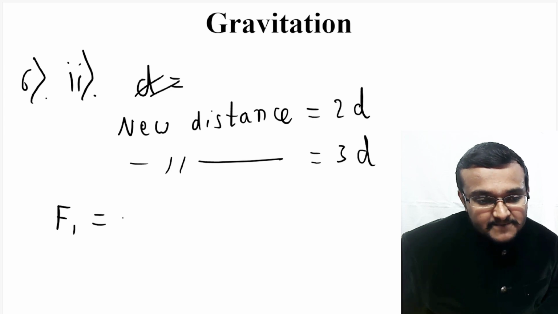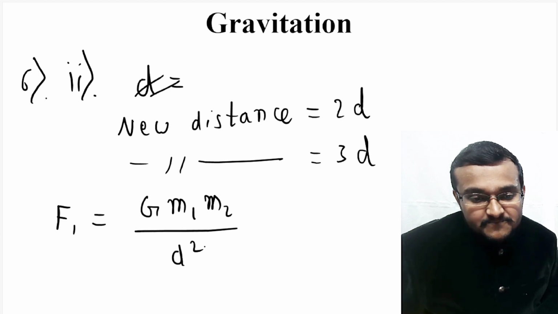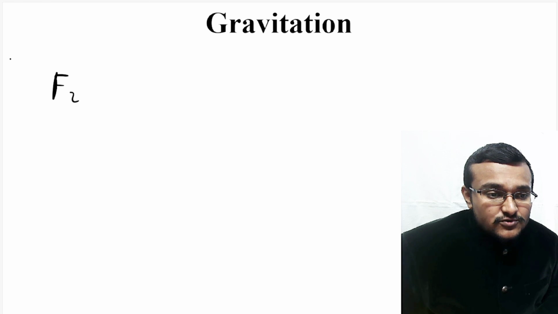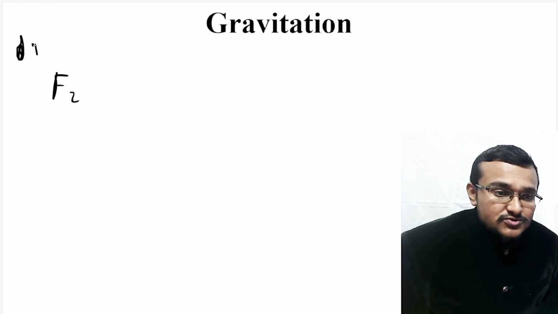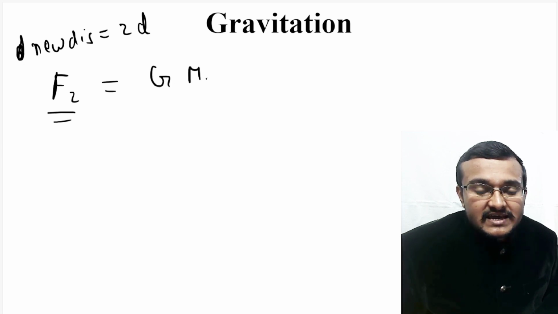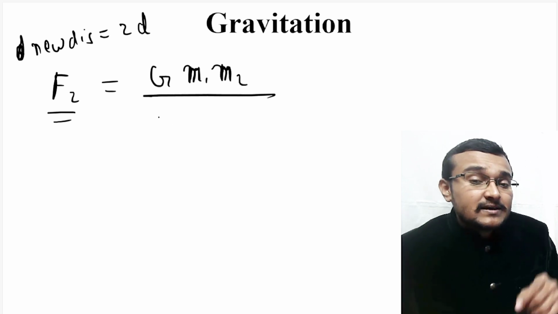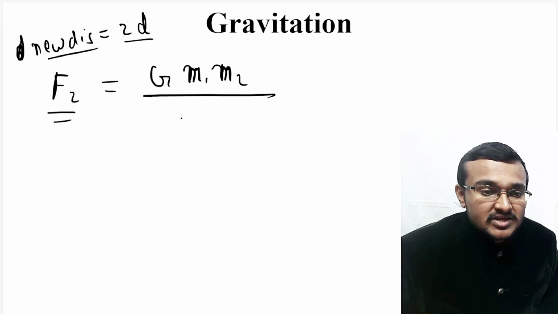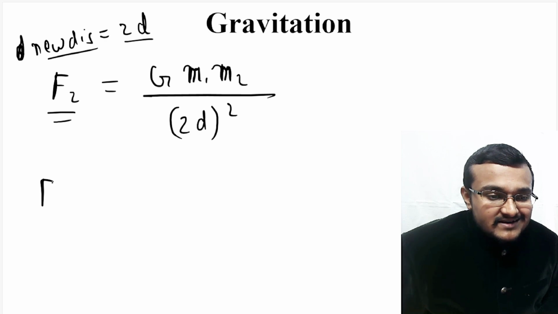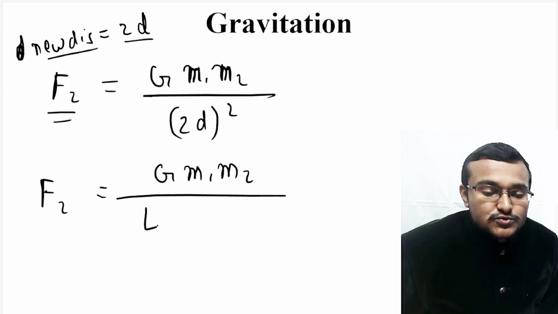Here if we consider F1, the old force, that is equal to G m1 m2 divided by d square. Now you have to consider F2, the force when the new distance is equal to 2 times the initial distance. So F2 is equal to G m1 m2 divided by d square, but here you are taking the new distance as 2d, so 2d whole square will be there. Now if you calculate this, it will be equal to G m1 m2 divided by 4, since 2 twos are 4, d square.